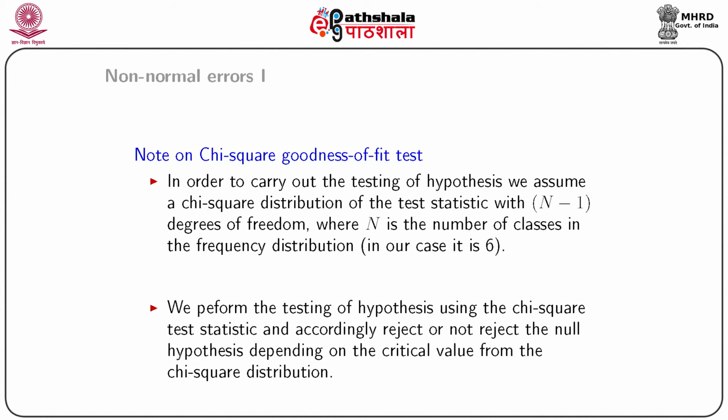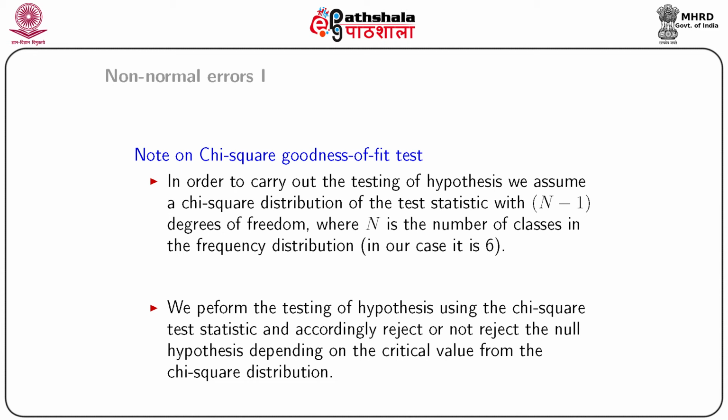So in order to carry out the testing of hypotheses, we assume a chi-square distribution of the test statistic with n minus 1 degrees of freedom. Here n minus 1 is the degrees of freedom for the chi-square distribution, and n is the number of classes in the frequency distribution. In our case, n is 6. So the degrees of freedom for the chi-square test that we need to perform the test of goodness of fit is 5.